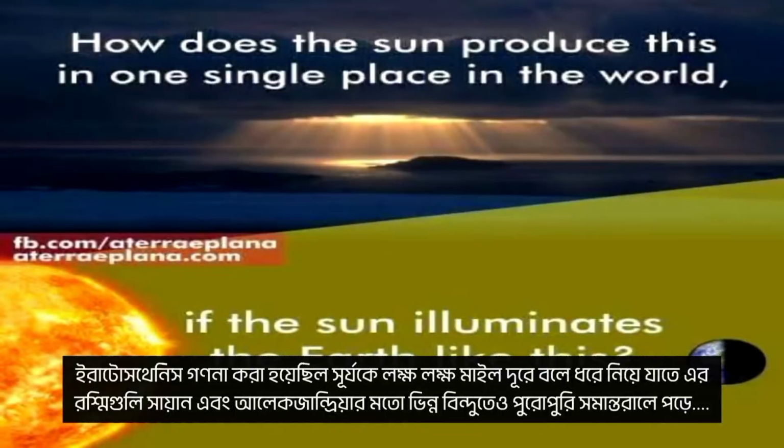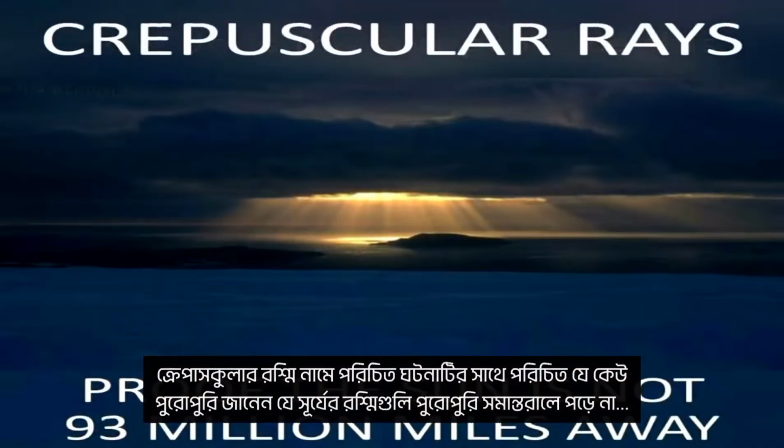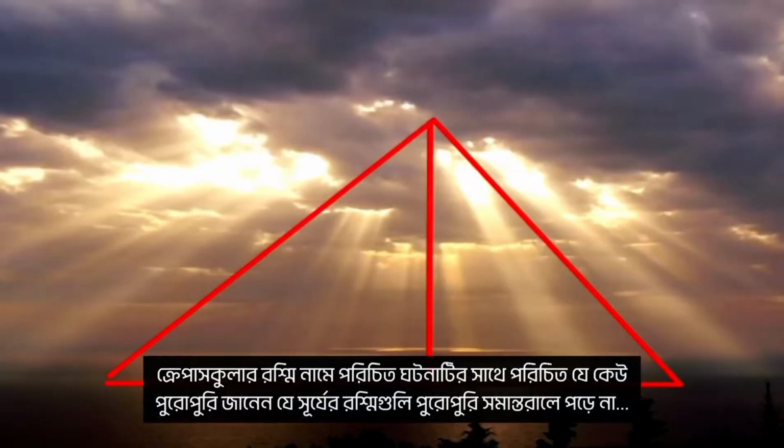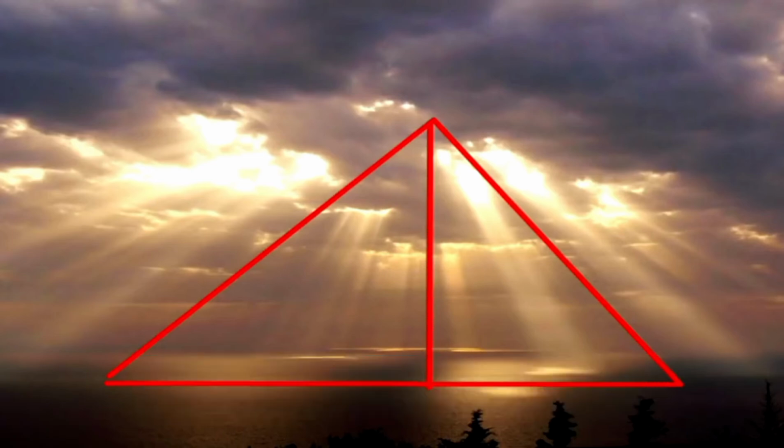Eratosthenes' calculations were made assuming the sun to be millions of miles away so that its rays would fall perfectly parallel even in points as divergent as Syene and Alexandria. Anyone familiar with the phenomenon known as crepuscular rays, however, knows full well that the sun's rays simply do not fall perfectly parallel, especially at such distant points, rendering the entire argument moot.